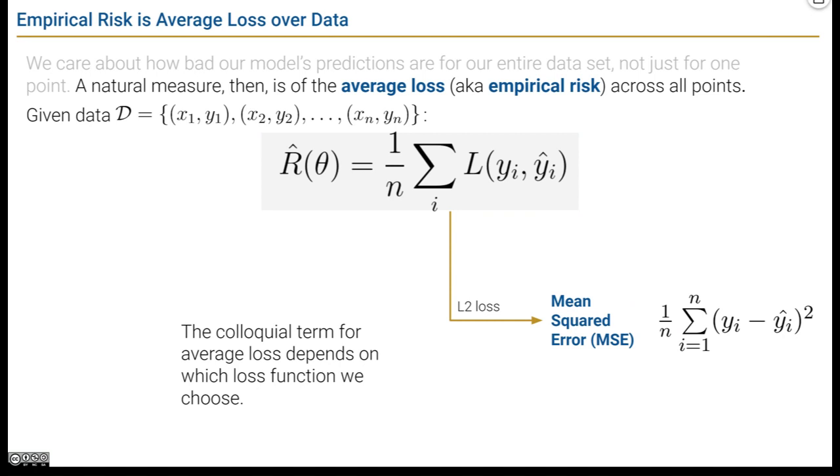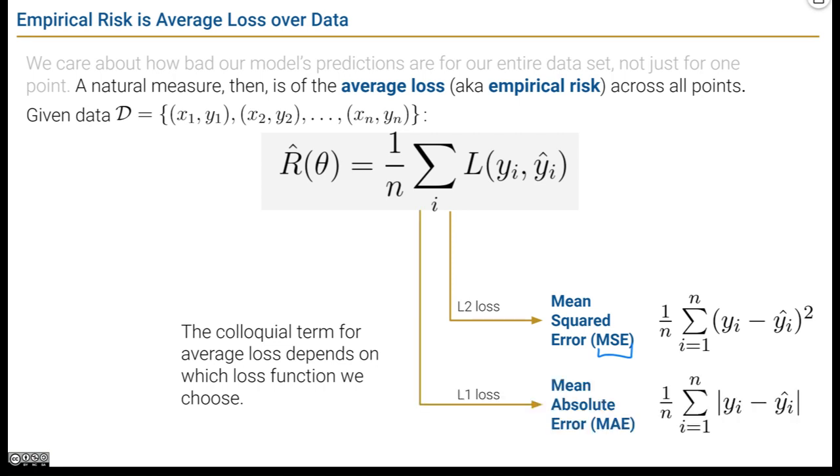There are some shorthand terms that we use for the average loss, depending on which loss function we choose. If you use the L2 loss function, then the average loss is called the mean squared error, or you'll see the acronym MSE. If you use the L1 loss function, then the average loss is called the mean absolute error, or the MAE.